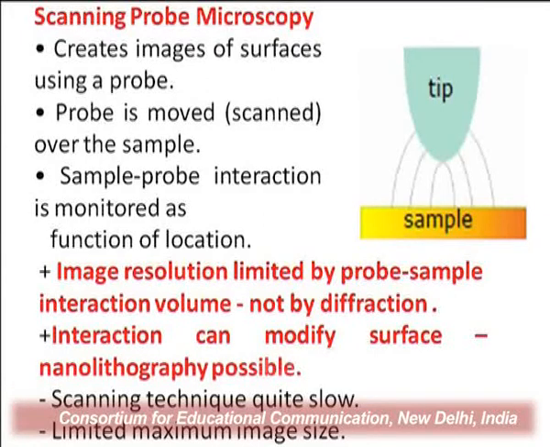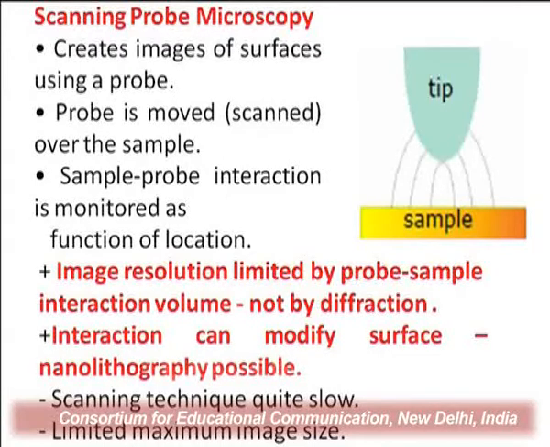So scanning probe microscopy creates images of surfaces using a probe. This probe is scanned over the sample to get an inside view of the sample. Sample-probe interaction is monitored as a function of location. This tip scans all the surface area of the sample, and it produces the image.